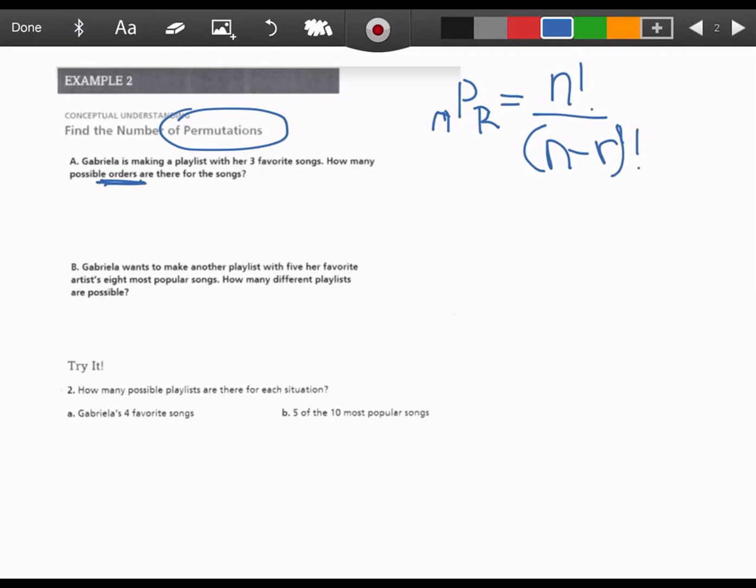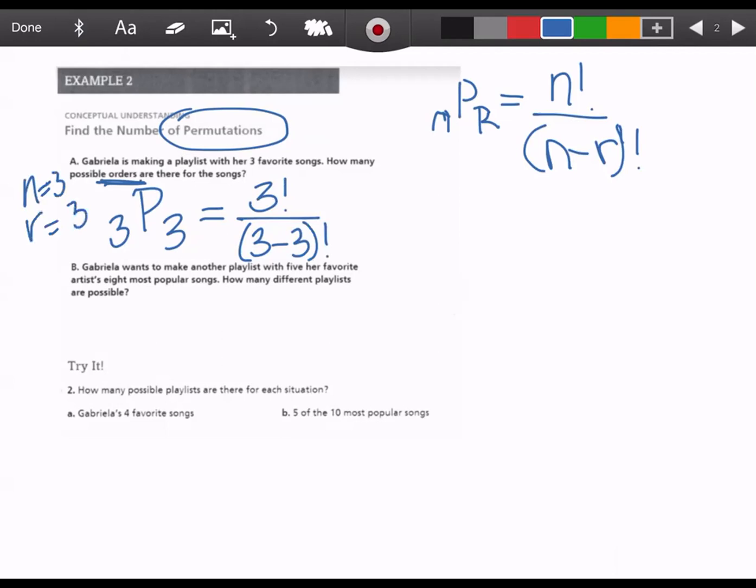So if we look at this, she has 3 songs total. We're going to use permutations, and we can arrange this in any given way. So there's 3 items that we're taking from those 3 total items. And it's equal to 3 factorial over 3 minus 3 factorial, because n is equal to 3 and r is equal to 3. So subbing into that formula, we get that.